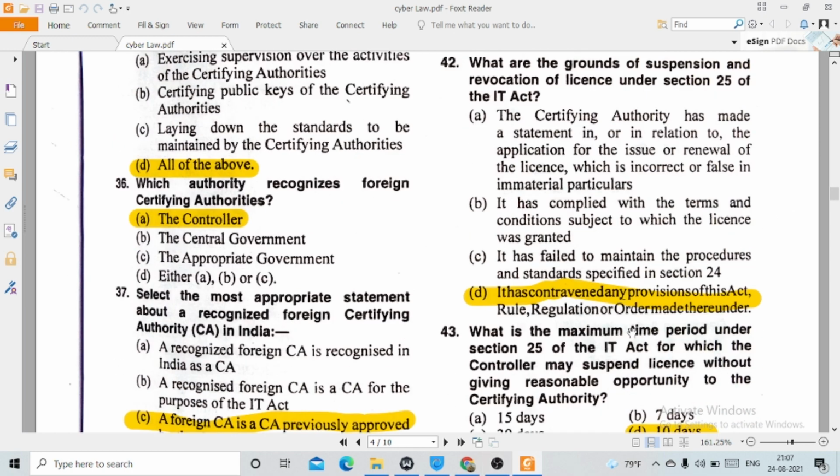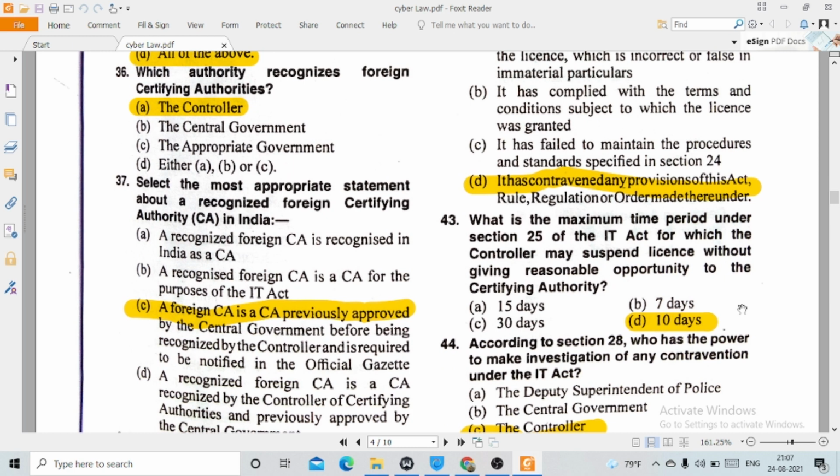It has contravened any provisions of this Act, rule, regulation or order made thereunder. So under these circumstances, the license can be suspended and also be revoked under section 25 of the IT Act. 43. What is the maximum time period under section 25 of the IT Act for which the controller may suspend a license without giving a reasonable opportunity to the certifying authority? So it shall not exceed option number D, 10 days.